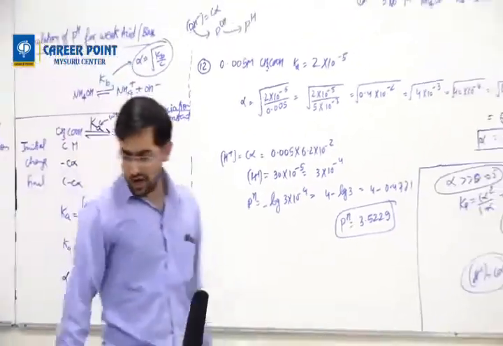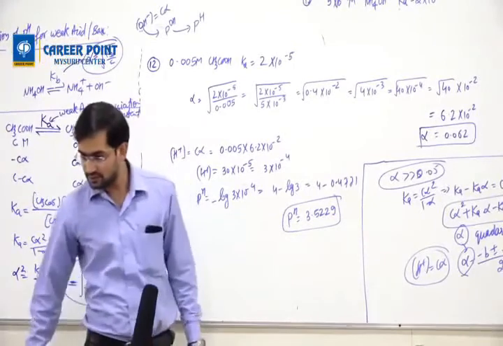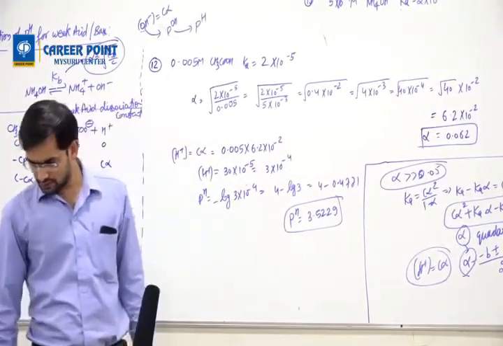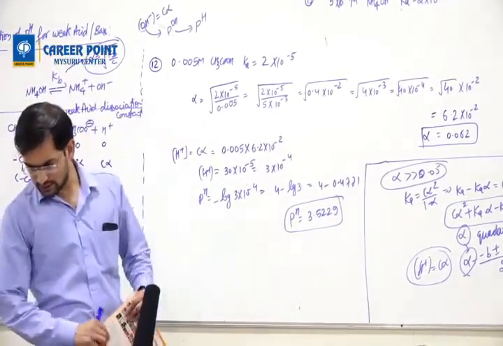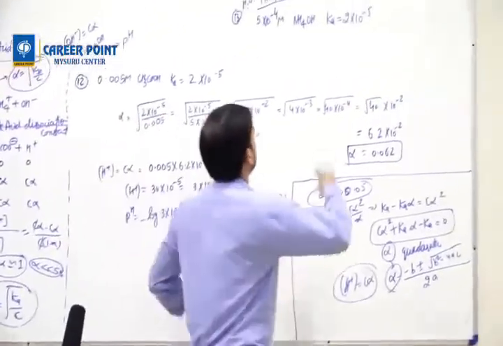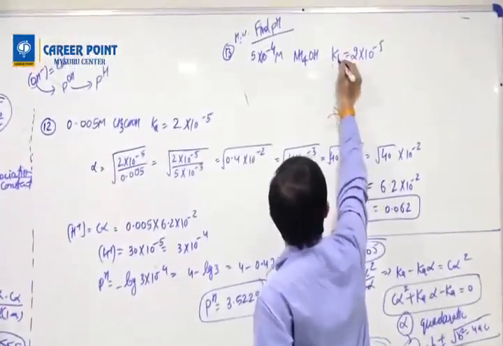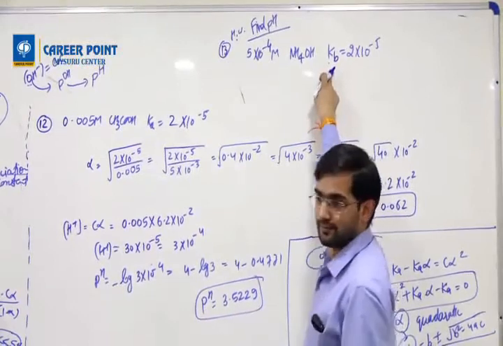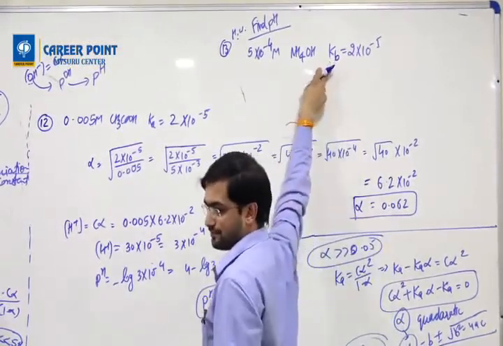Any other doubts you have? Yes, it is Kb. Correct. Zoom it here, Sam. Zoom it here. This is Kb.